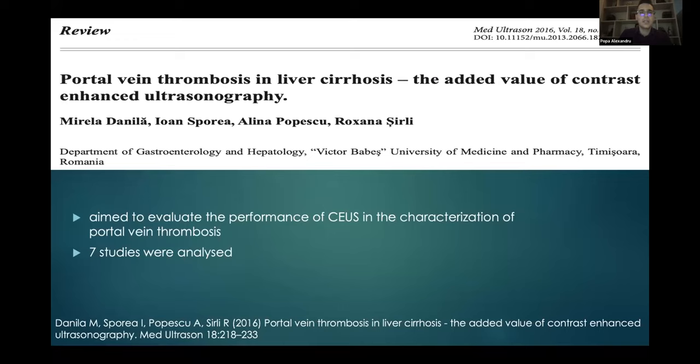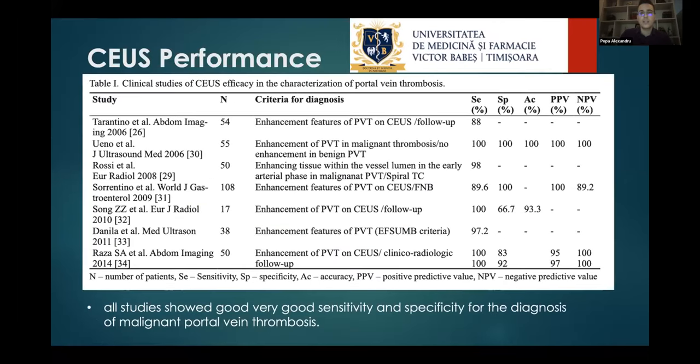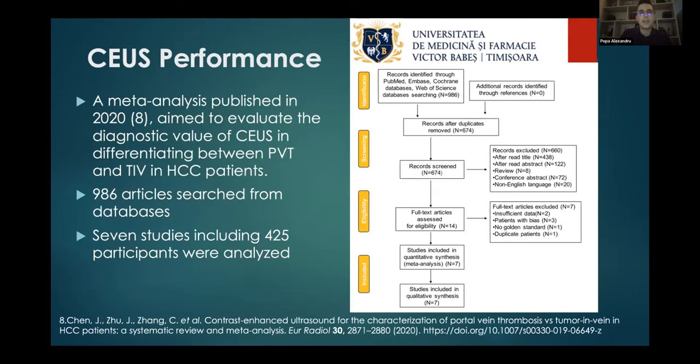Looking at the literature, a review published by Danilo et al., which aimed to evaluate the performance of CEUS in characterization of portal vein thrombosis, analyzed 7 studies. In all studies, CEUS showed very good sensitivity and specificity for the diagnosis of malignant portal vein thrombosis. Therefore, the review concluded that CEUS can be used as the first line imaging method for the characterization of portal vein thrombosis.